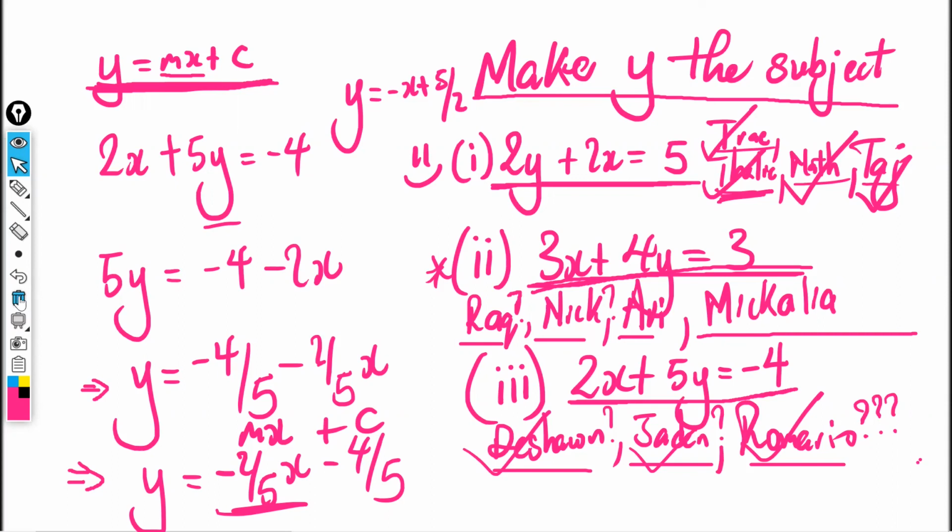Make sense? Gradient is mx. Yes, the gradient is the m. M is always the gradient. Oh, so the number in front of the x, the negative 2 over 5, that's the gradient for the line.